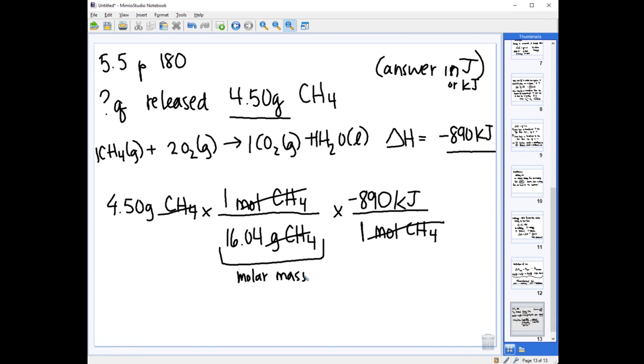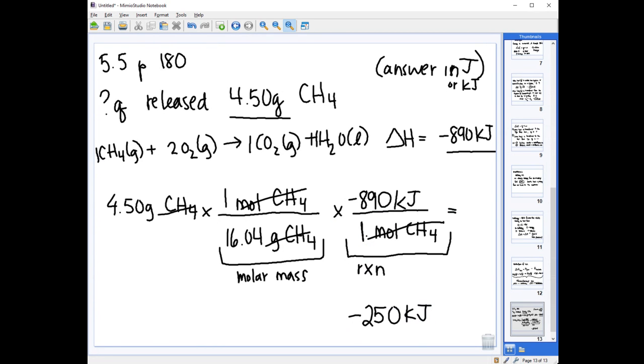And then I'm going to look at my thermochemical reaction here. So I'm going to get this information from my reaction. If I had 17 moles that produced a negative 890 kilojoules, then I would put 17 here. Okay, so this number that I get right here is going to come directly from my chemical equation. All right, so now I just plug it in. I'm going to say 4.50 times negative 890 divided by 16.04, and I get negative 250 kilojoules.